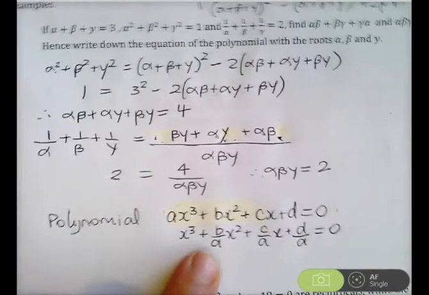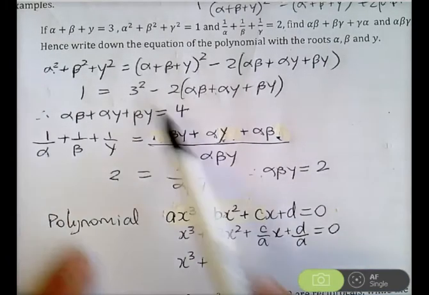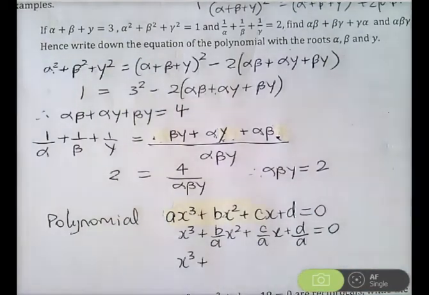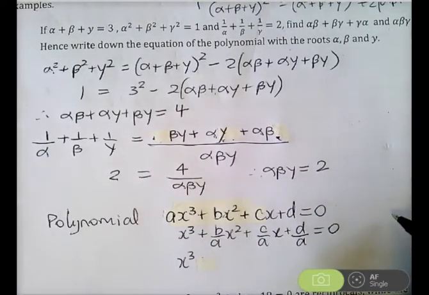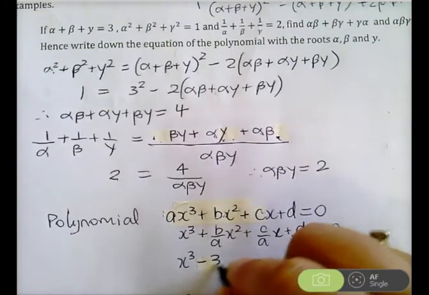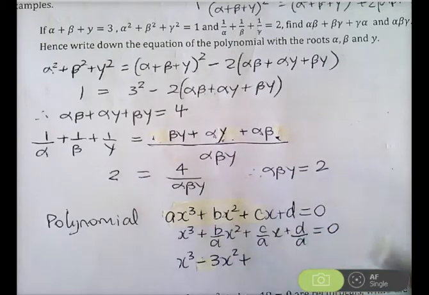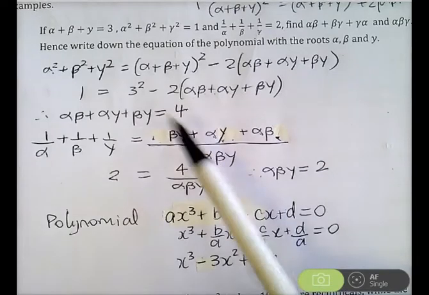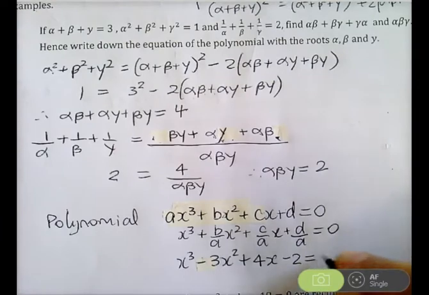But you know that, so therefore it's x cubed plus, but minus b on a happens to be the 3. Okay, so it'll be minus 3. If minus b on a is 3, then b on a is minus 3. Plus c on a is the roots two at a time, which is 4x. And then minus d on a is the triple one, which is 2, but it goes minus 2, equals 0.